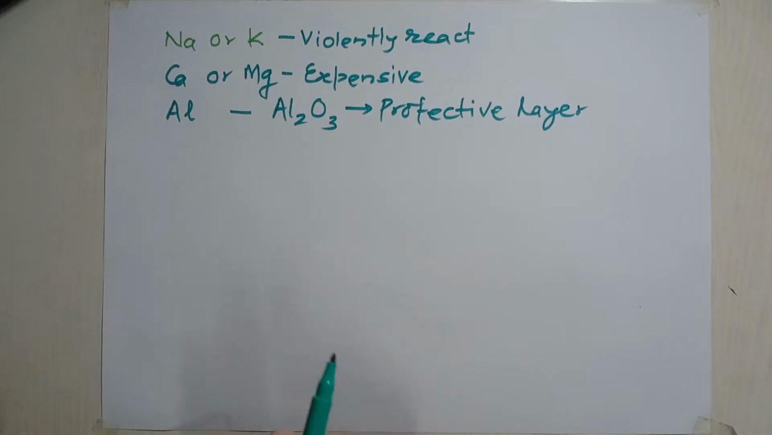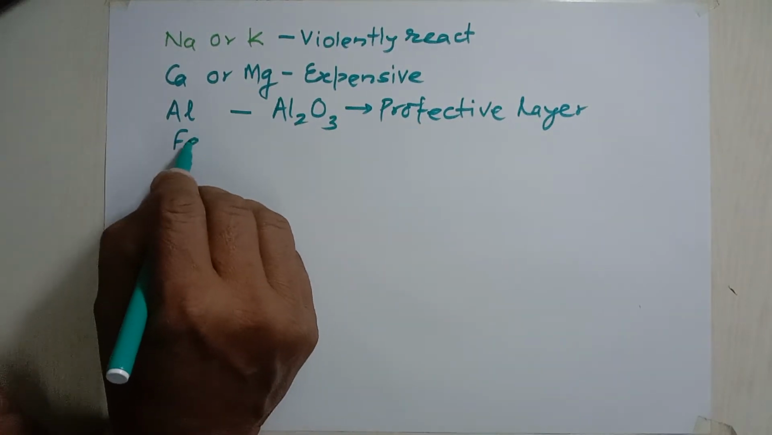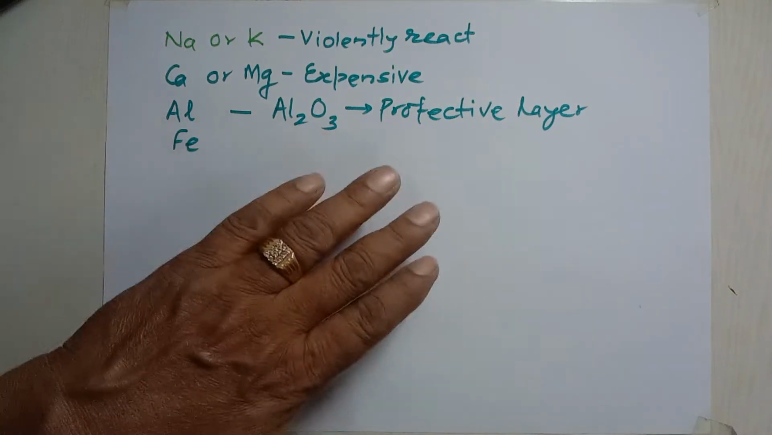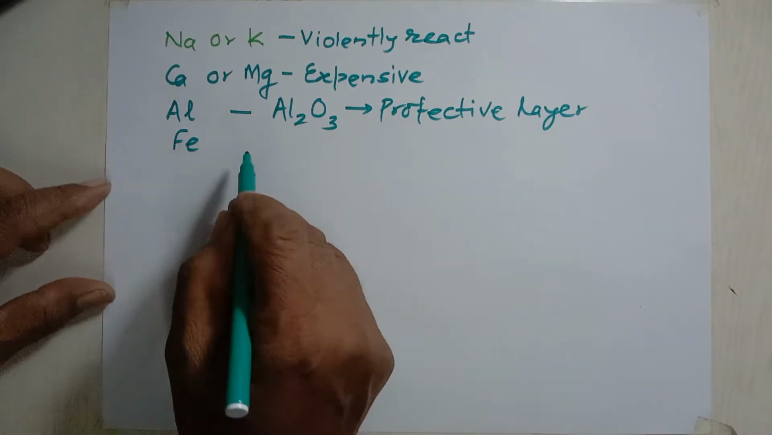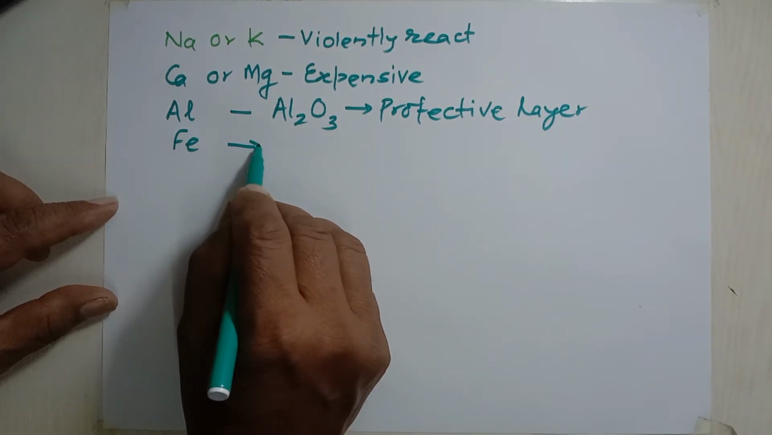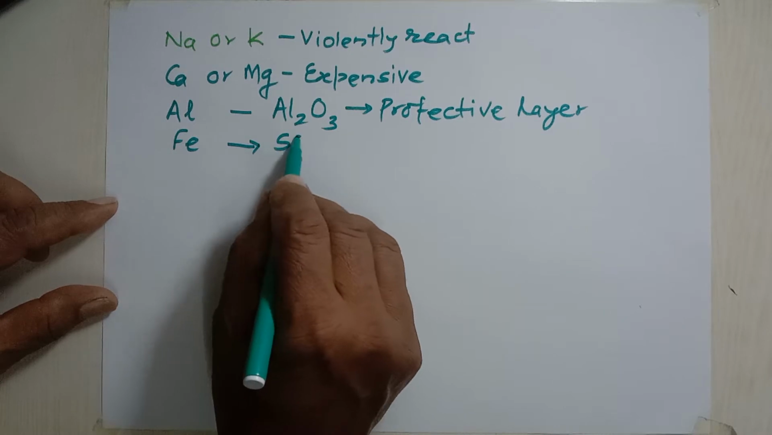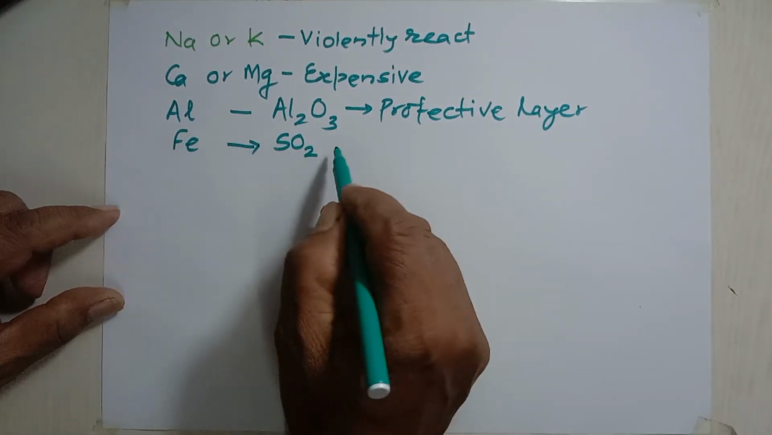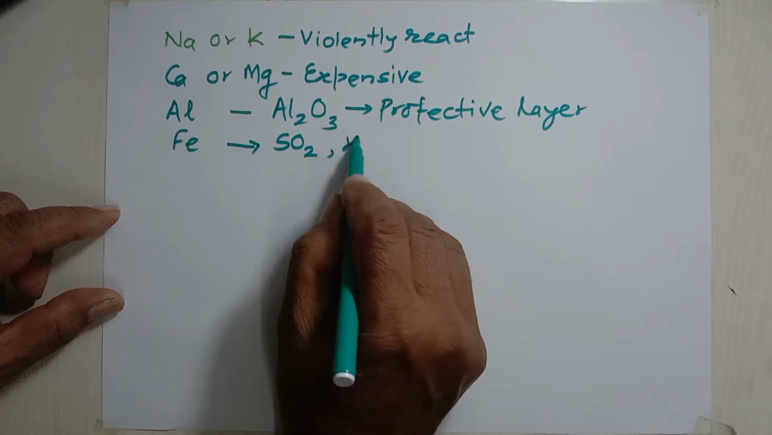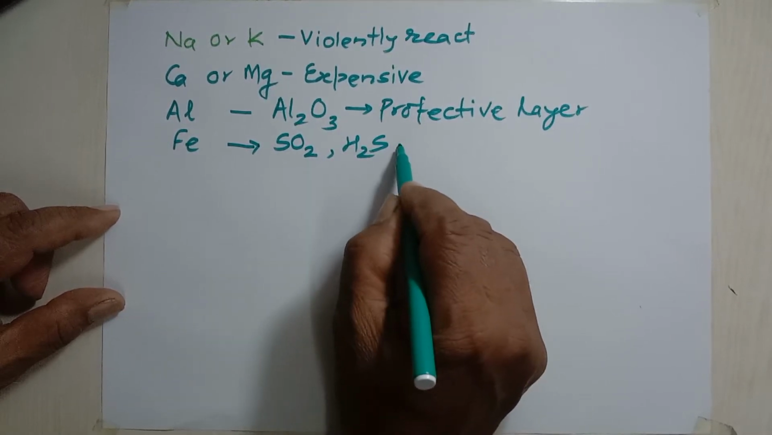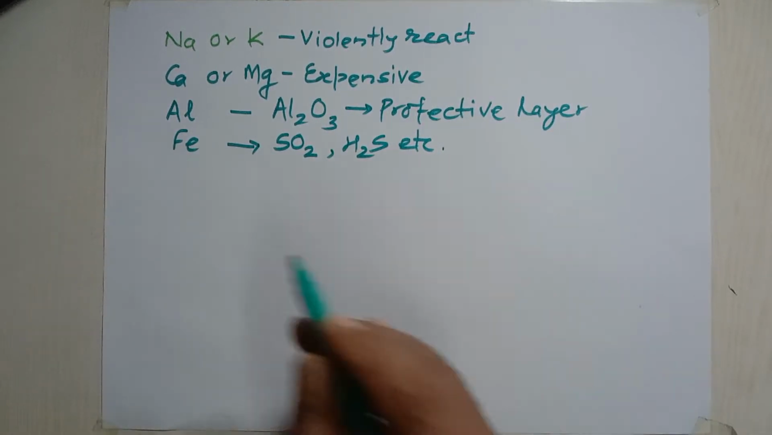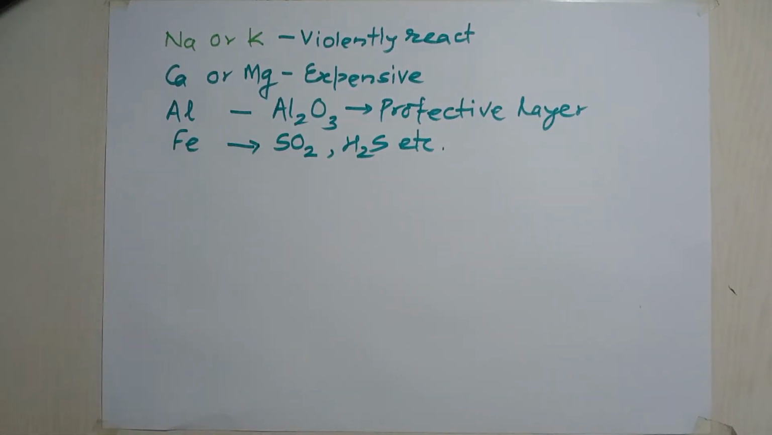Now let's talk about another metal, iron, which is very cheap. Iron has to be heated with the acid, otherwise it won't react with the acid. And when we heat, then we have to use sulfuric acid, and if we heat sulfuric acid with this iron, then sulfur dioxide gas or hydrogen sulfide gas is produced. These gases are produced instead of hydrogen gas. That's why iron is also not used.